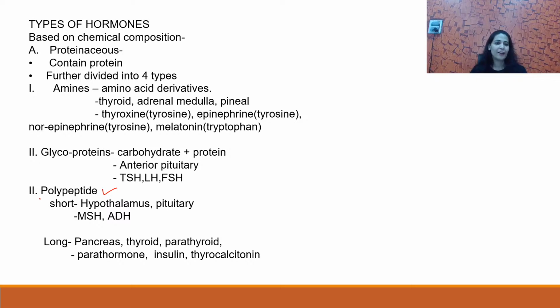What is my name? All right, polypeptide. In polypeptide, it's a chain of amino acids. So amino acids are attached in the form of a chain, and the chain could be a short chain, or it could be a long chain. If it's a short chain, then such hormones are produced by hypothalamus and pituitary. Example, MSH and ADH. These are some of the examples of it. If it is a long chain, then it is produced by pancreas, thyroid, and parathyroid. Some of the hormones are parathormone, insulin, thyrocalcitonin. These are a few of the examples.